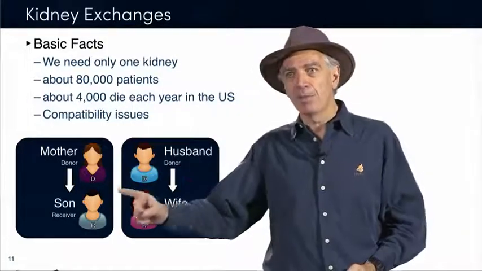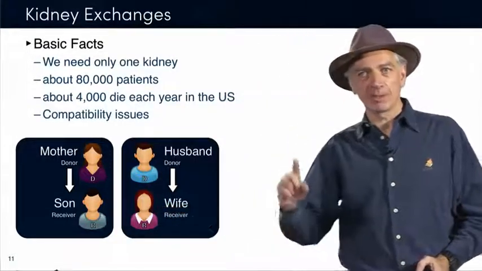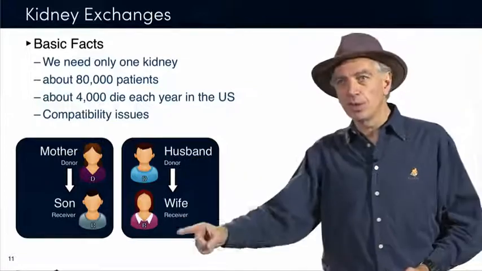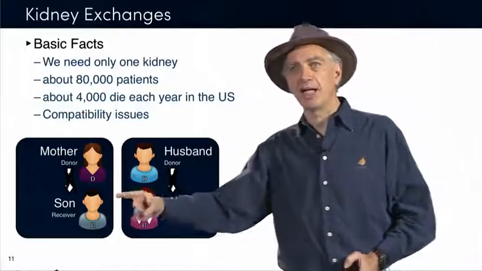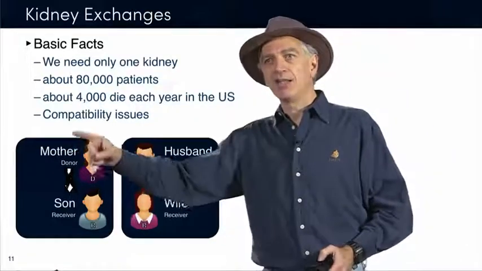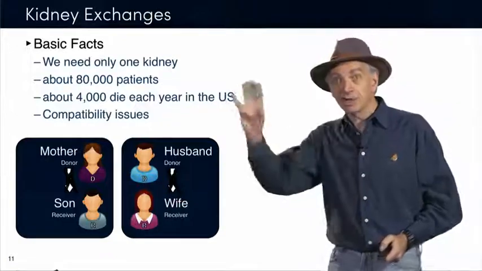Well, maybe I am compatible with the son of that lady, and that lady is actually compatible with my wife. So instead of doing this transplant in a vertical fashion, we can just do an exchange. I'm giving my kidney to the son, and this mother gives a kidney to my wife, and everybody is happy. So that's the key idea here.